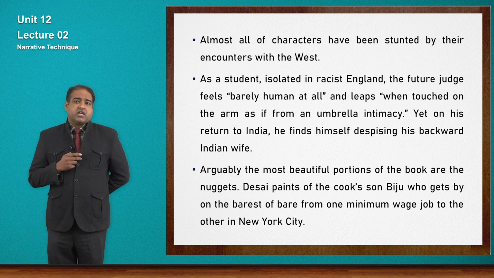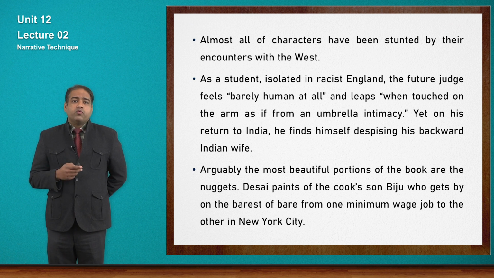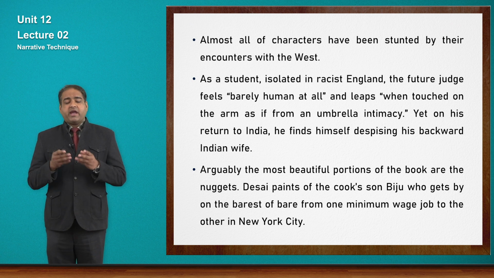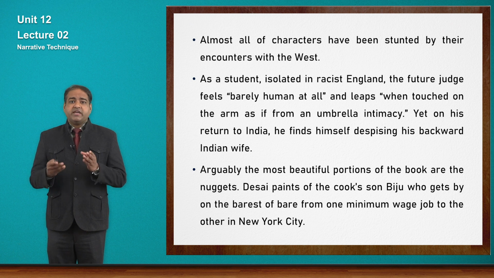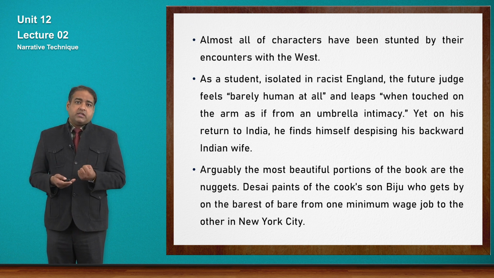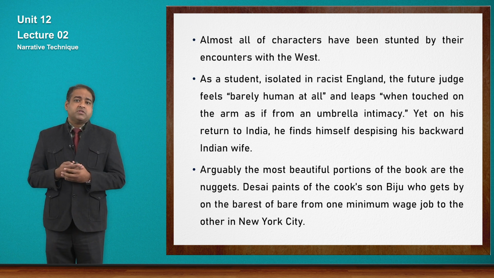Almost all the characters have been stunned by their encounters with the West. So friends, in this story we see that not only the characters who went abroad faced the encounter with the West, but the characters who are still in India have also faced the encounter with the West. Take, for example, the relationship of Sai and Gyan. Gyan did not go abroad, but through Sai, he felt the inferiority in his personality and of his circumstances and condition.